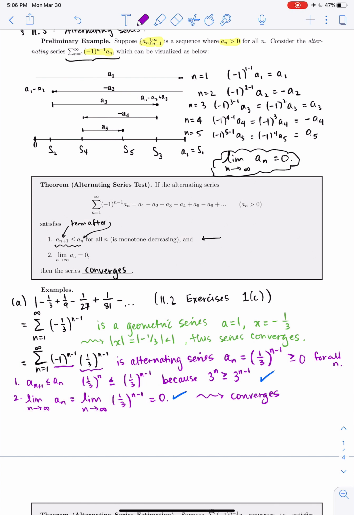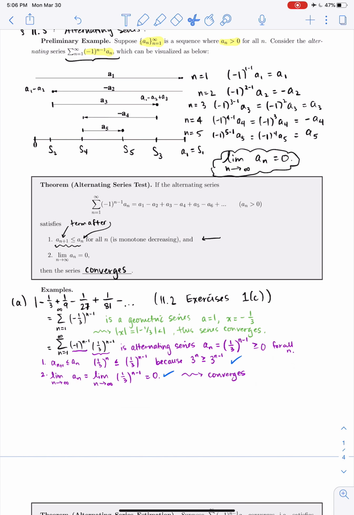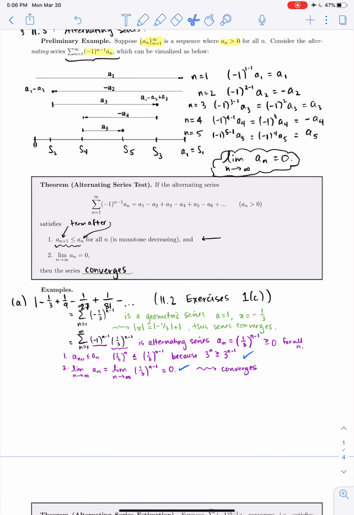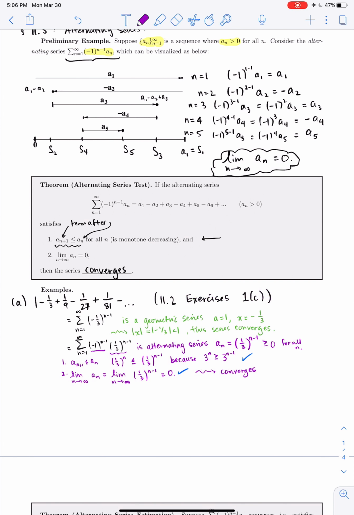You can use either test to determine that it converges, but maybe on a test or a quiz, you might be asked to use one specifically. So make sure that you can do both. Okay, let's look at another example. I need this to be smaller. Okay, another example.